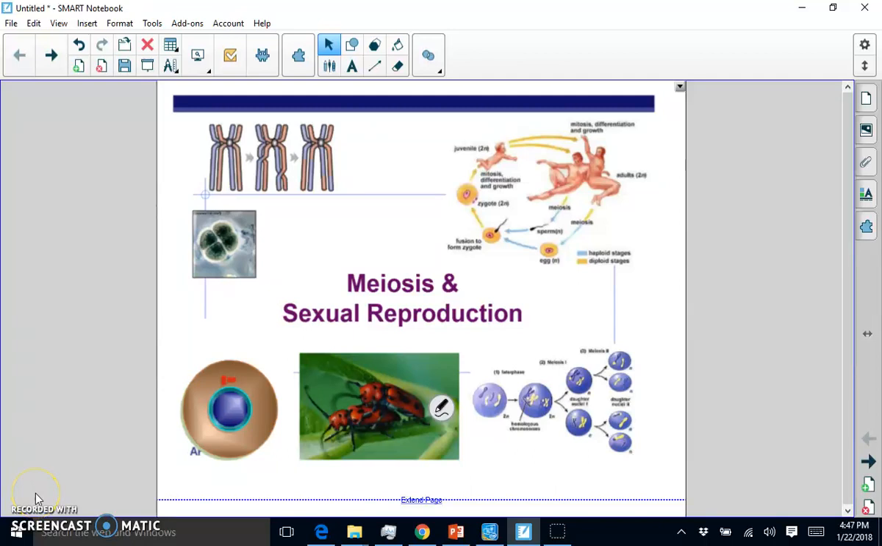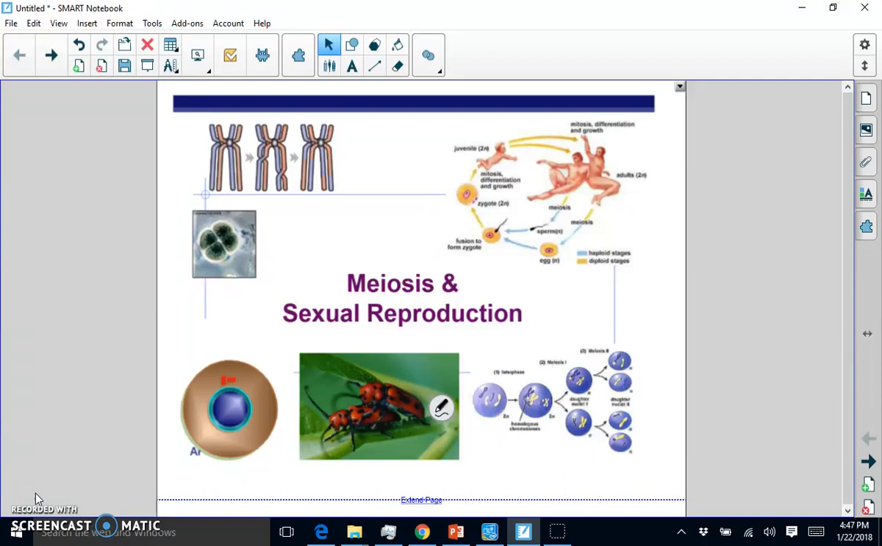Hello everyone, and welcome to the introduction lesson to meiosis and sexual reproduction. So far, all the reproduction that we've seen in AP Bio has been asexual reproduction, or reproduction that simply requires the replication of DNA and the dividing into another cell. We've seen this in mitosis, and then we also saw it in bacteria when we learned binary fission.